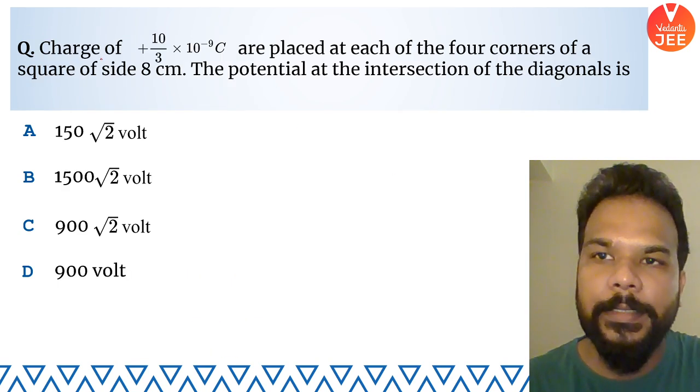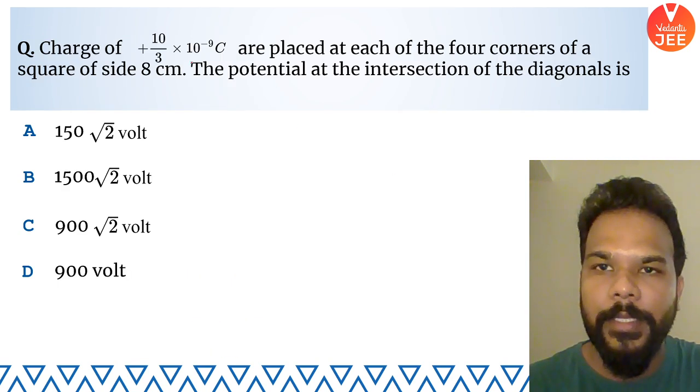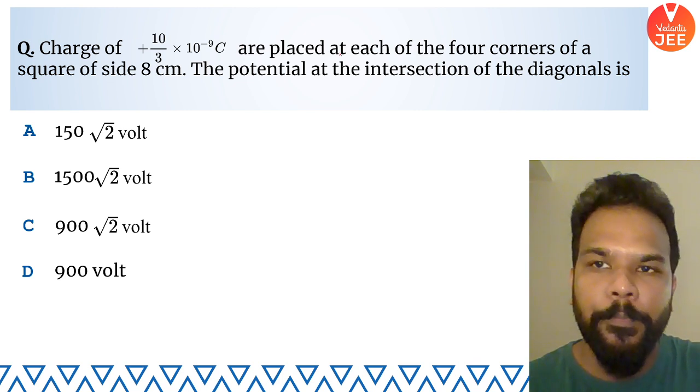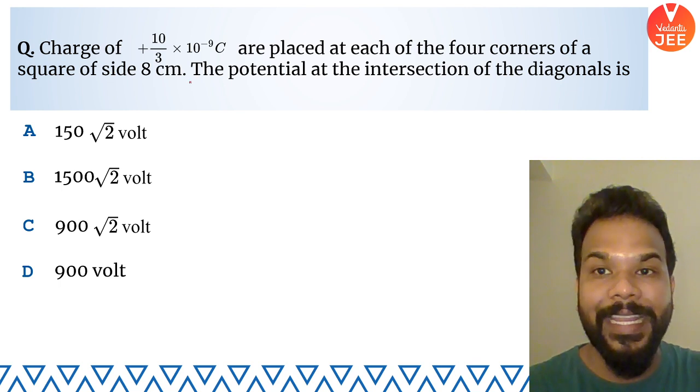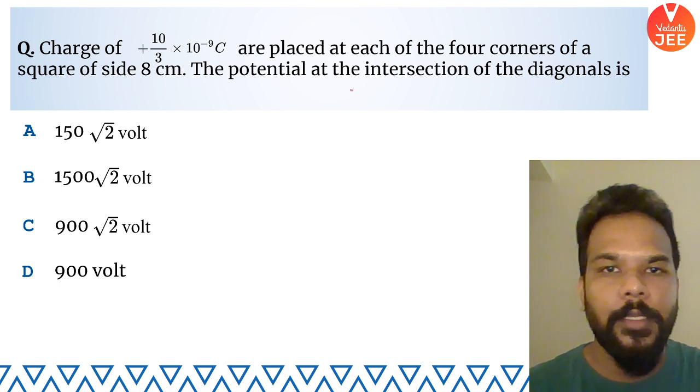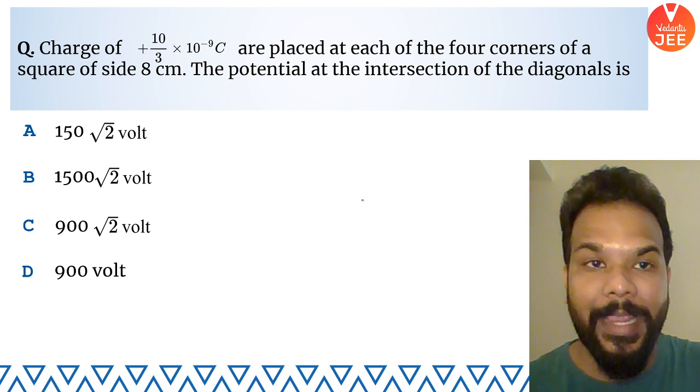Now this one, guys, says that charges of value 10 by 3 into 10 to the power minus 9 coulomb are placed at each of the four corners of a square of side 8 centimeter. We have to find the potential at the intersection of the diagonals.